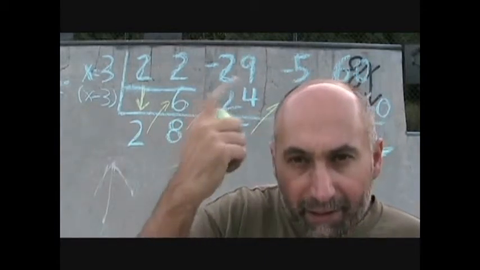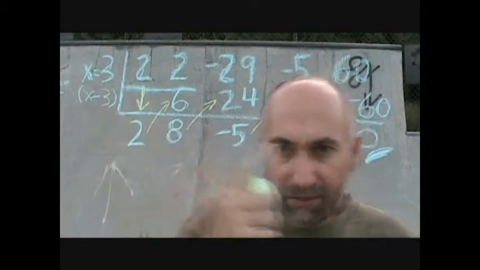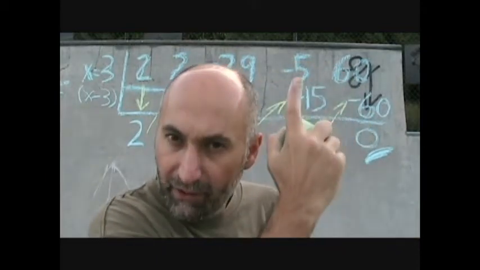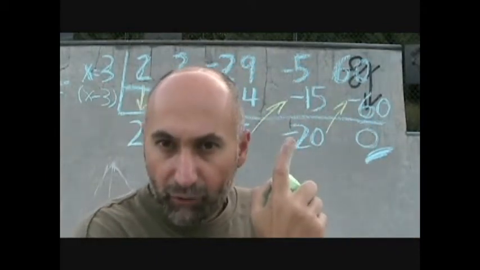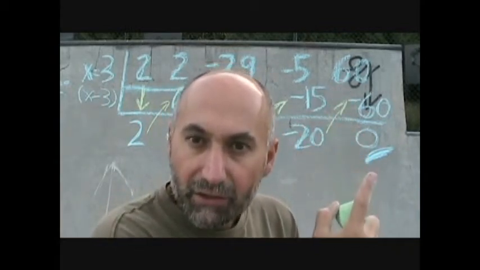Alright, so we got negative 29 plus 24 is going to be negative 5. Negative 5 times 3 is going to be negative 15. Negative 15 plus negative 5 is going to be negative 20. Negative 20 times 3 is going to be negative 60. Negative 60 plus 60 is going to be 0.